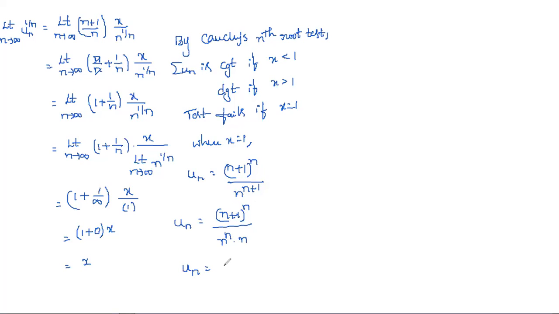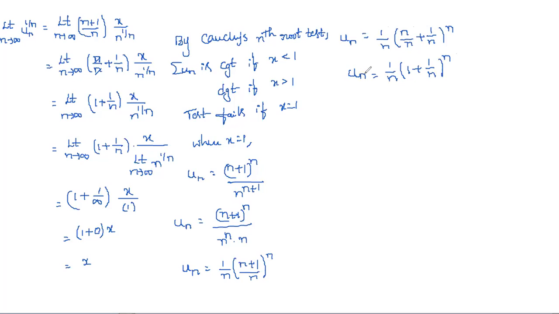So this is simply here. How can you write this one? 1 by n into n plus 1 by n whole power n. So un is equal to 1 by n into, if you split this one, n plus 1 by n whole power n. So this is 1 by n into 1 plus 1 by n whole power n. So this is un we got it.